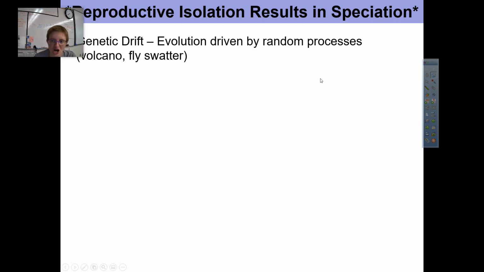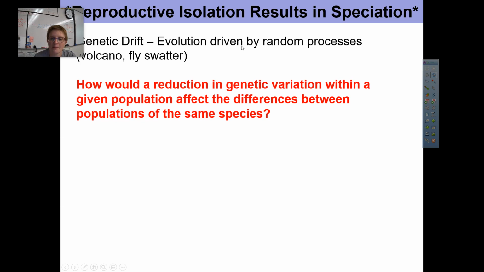Just random things that cause the evolution of species. Remember, this affects small populations. So, how would a reduction in genetic variation affect the differences between populations of the same species?